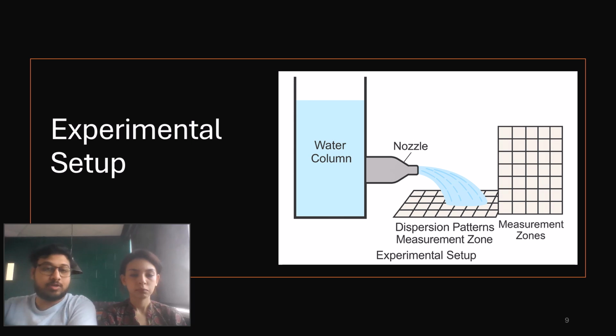Our experimental setup is a quick diagram. There's the water column, there's a nozzle, and we have a grid for measuring the dispersion patterns that help us quantify the area over which the flow spreads out. Each grid square is about 1 centimeter by 1 centimeter, and using slow motion footage, we can capture the first few seconds of the water hitting the dispersion graph paper and understand the area that is taken up by the flow. The water is also dyed a distinct red color that helps us identify the pattern as well.